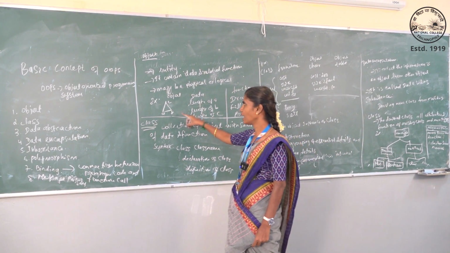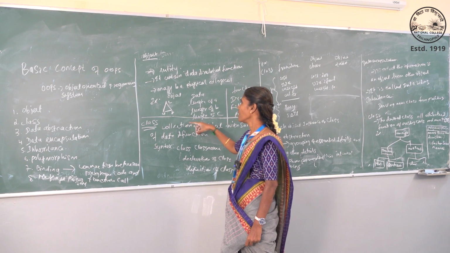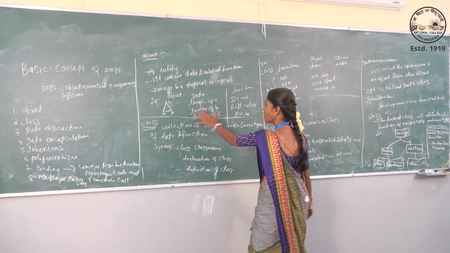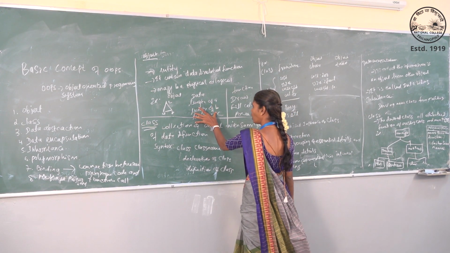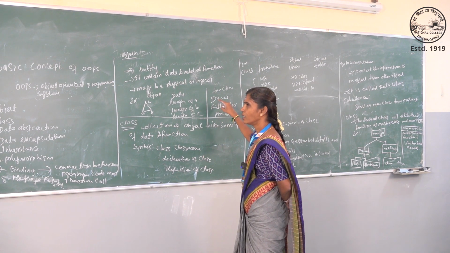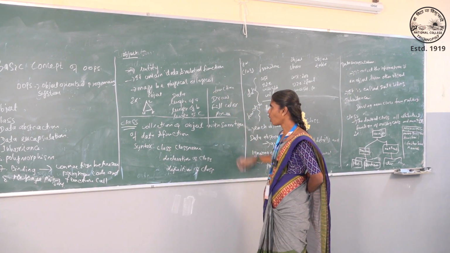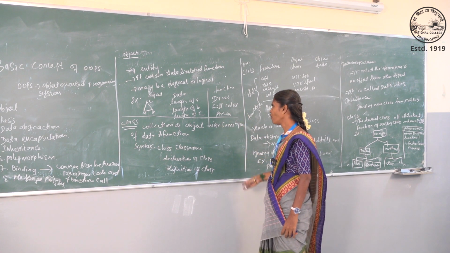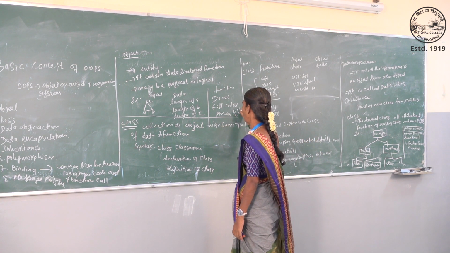For example, a triangle is an object. The triangle has sides A, B and C. The data is the length of A, the length of B and the length of C. The functions are the logical operations: to draw the lines, to fill the colors, and to compute the area, half into B into H. These are called the functions.